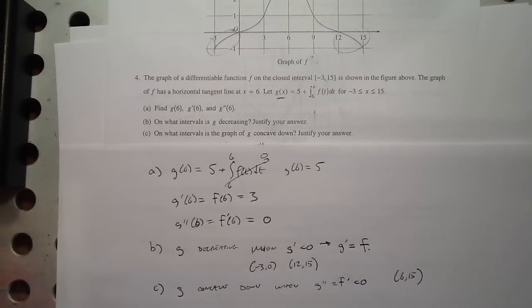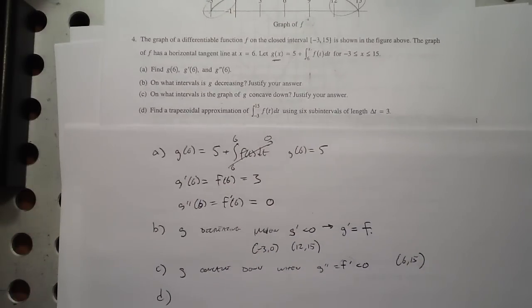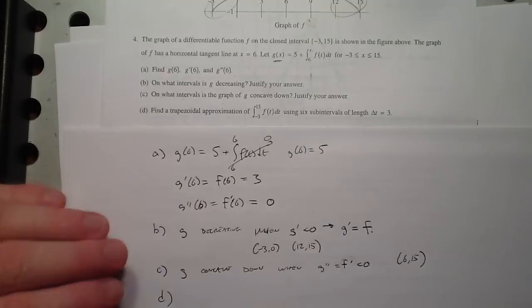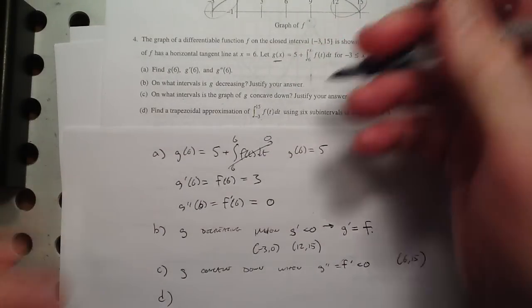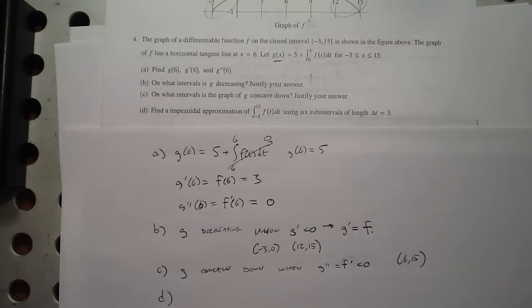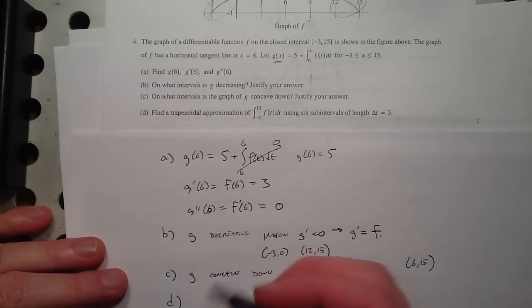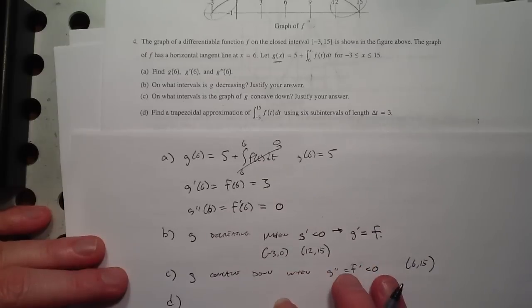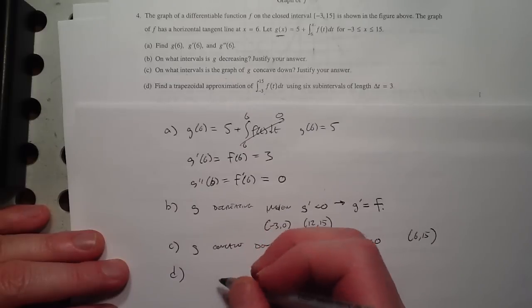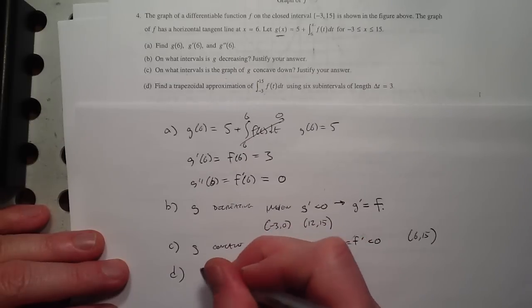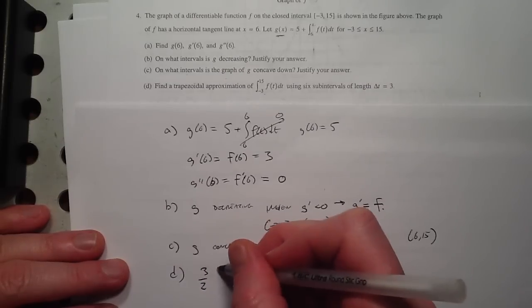And last part. Find a trapezoidal approximation from -3 to 15 using 6 subintervals of length 3. You might have, I think we might have already done this, but I'll set it up anyway. That's not the reason I picked this problem for this, but we could do that. So each trapezoid is 3 wide over 2.